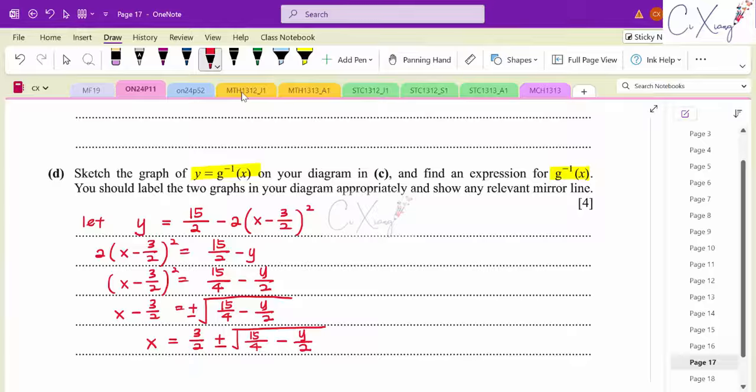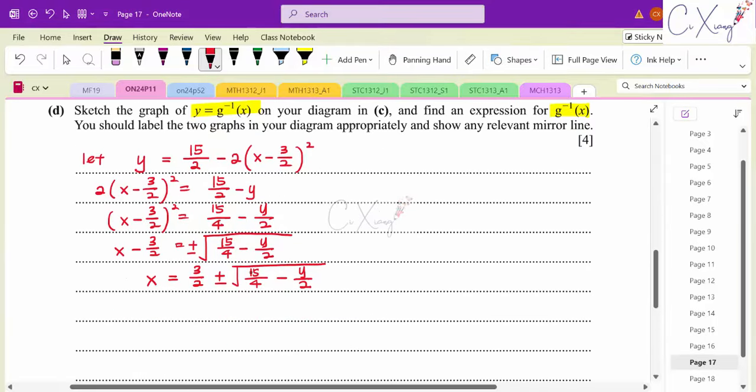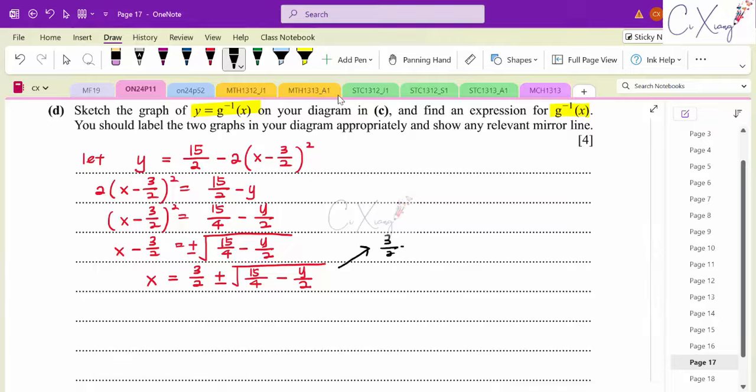So when I have x equals something in terms of y like this, basically this is my inverse function for g. But here it shows us two possible answers. The first one is 3 over 2 plus the square root of something. The other one is 3 over 2 minus the square root of something. I cannot accept both answers as the inverse function. I can choose only one. So which one of these belongs to the correct inverse function?